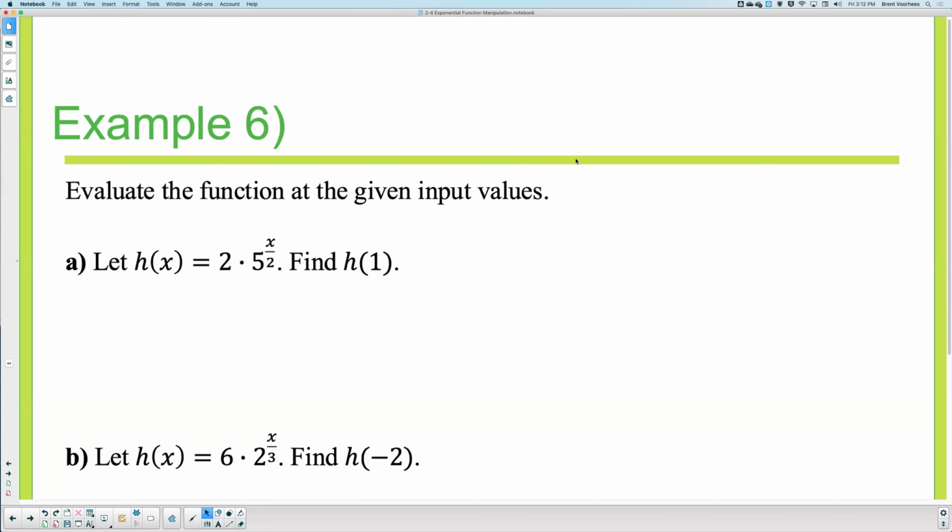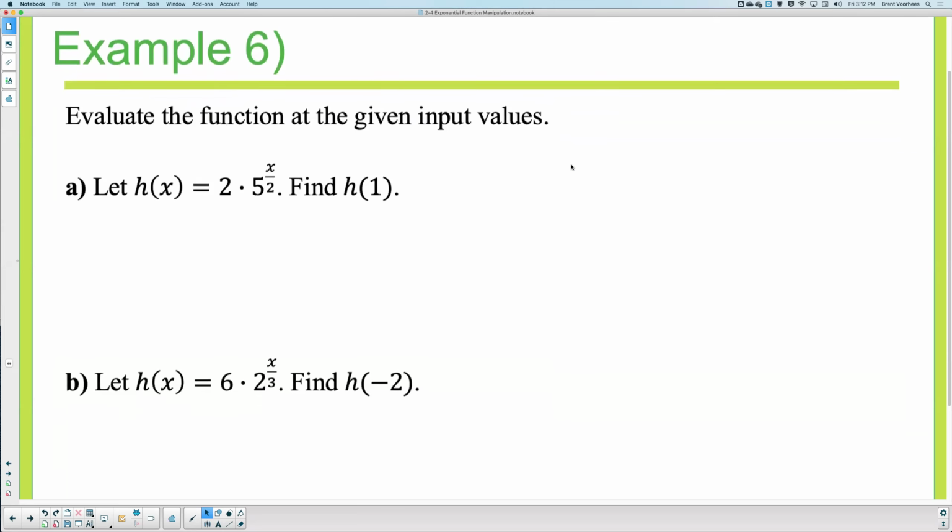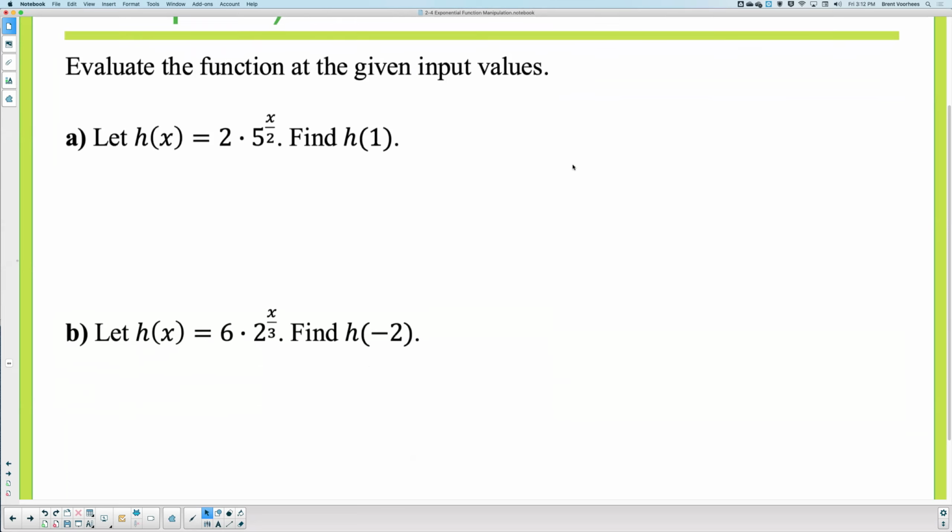And now our final example of the day, example 6. Let's evaluate some function given some input value. So this time we're just going to evaluate. If I wanted to evaluate h of 1 here, I would need to substitute a 1 anywhere I have an x, so this would become the initial value of 2 times the base of 5 raised to the power of 1/2. I want to write it this way, with parentheses, so you can see better what's going on.